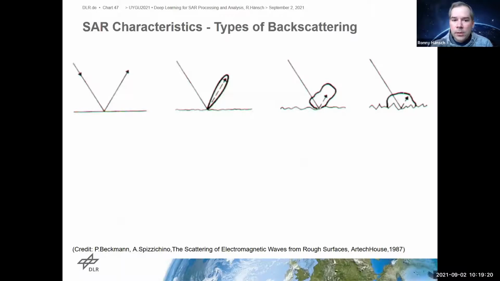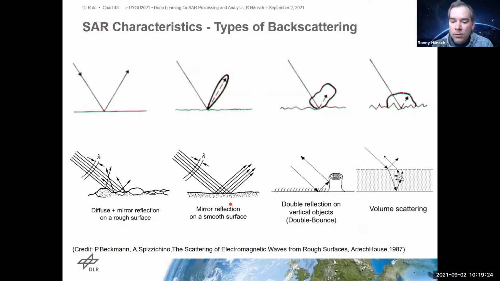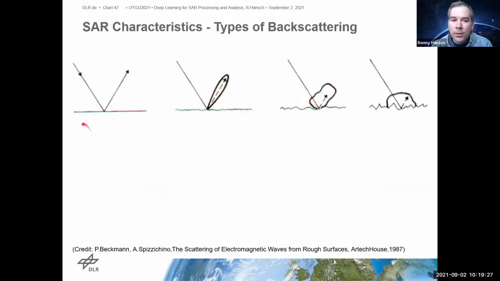So how is the microwave interacting with the ground? Well, this depends a lot on the roughness of the ground. If I have a very smooth surface, for example, a water surface that is not disturbed by waves, or sometimes also roads, or the runways of an airport, then I might have only a reflection. So the SAR signal goes in, it's reflected away from the sensor, so I don't receive any echo, and this part of the image will be black.